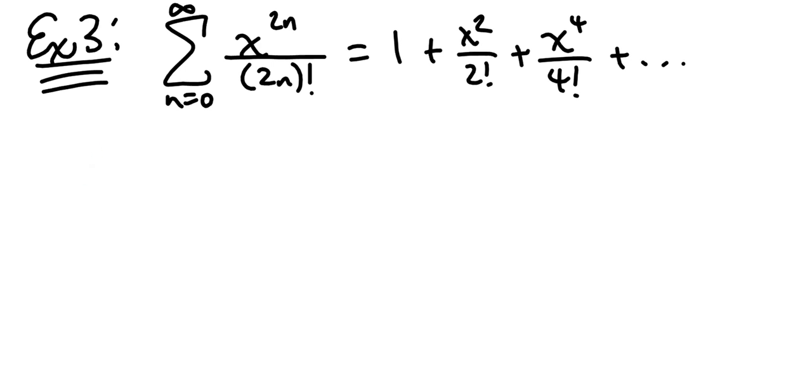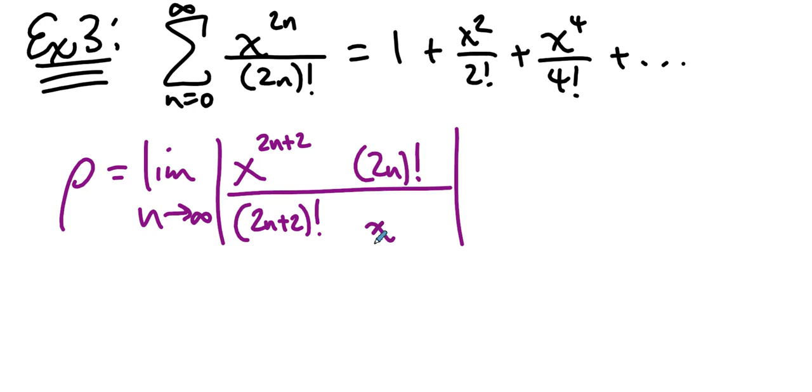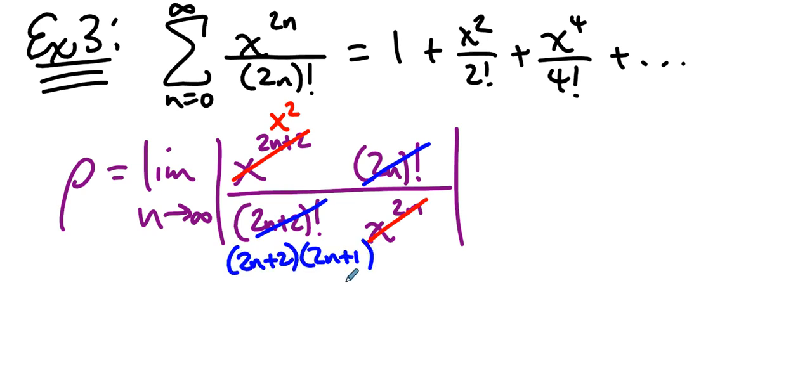Well, we figure out what rho is. It's the limit as n approaches infinity of the absolute value of the n plus 1th term. Notice we plugged in n plus 1 for n, and multiplied by 2 over the nth term. Algebra tells us that these cancel, leaving behind an x squared, and a 2n plus 2 and a 2n plus 1.